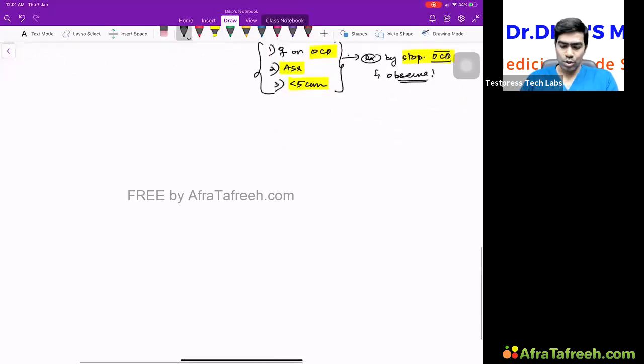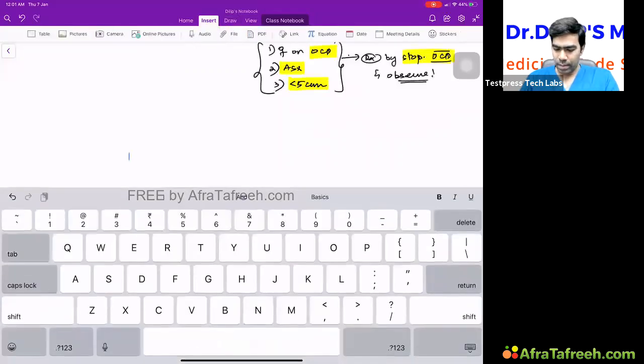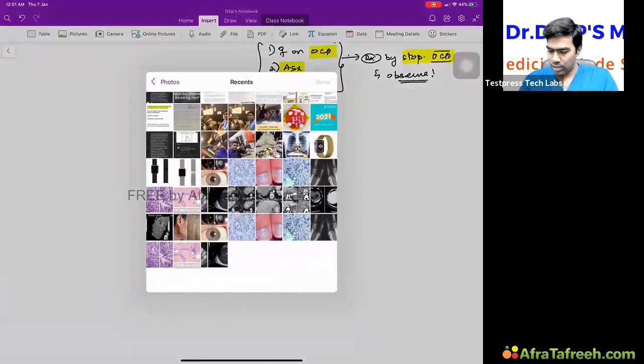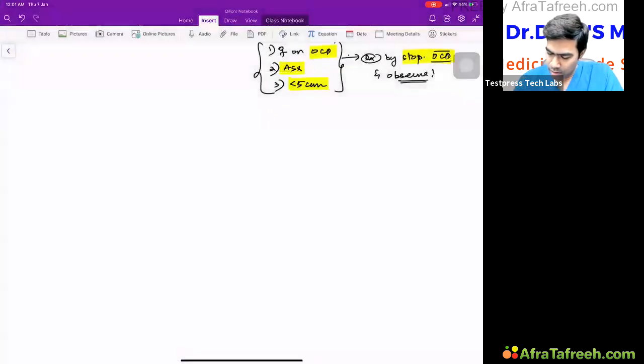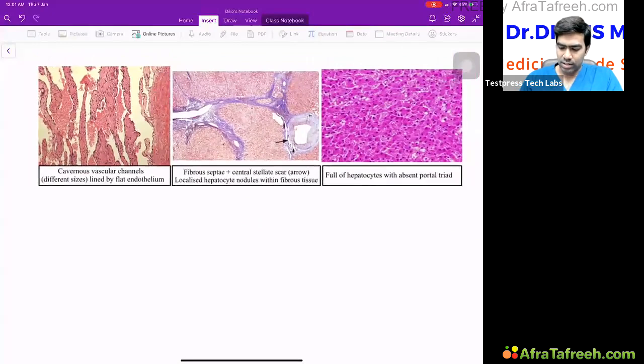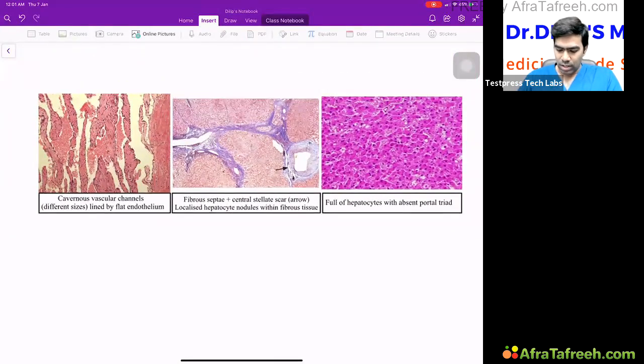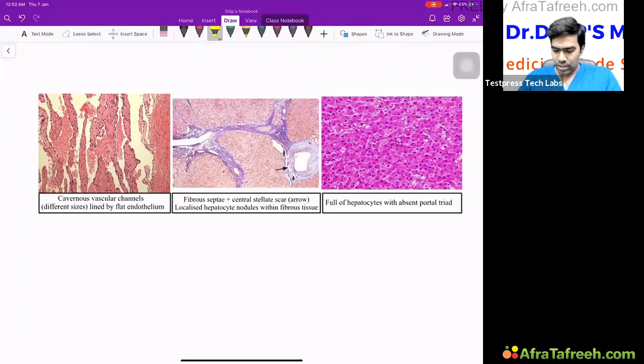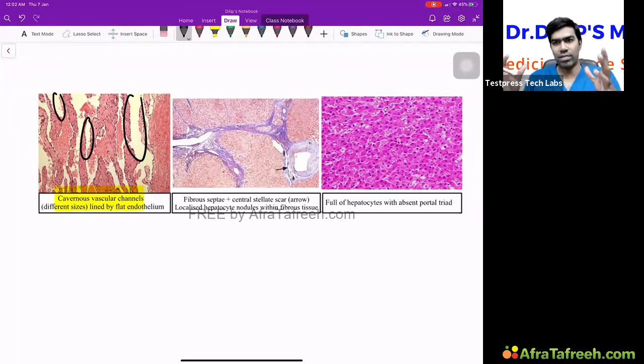So let me show you the histological pictures of these. I think I have them. Let us see. These are the histological pictures, by the way. The first one is the hemangioma. These are nothing but cavernous vascular spaces. You can see here, these are the vascular spaces that you're seeing. These are cavernous vascular spaces lined by endothelial cells, and these will be of different, variable sizes. This is typical of hemangioma.